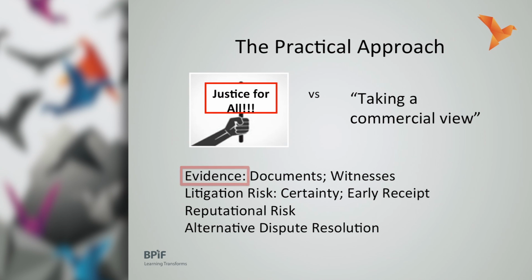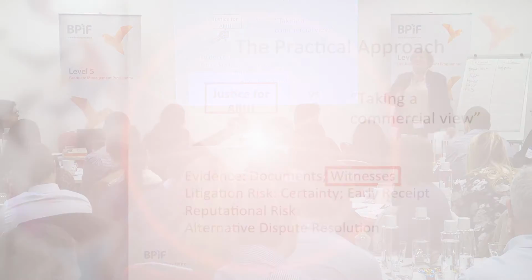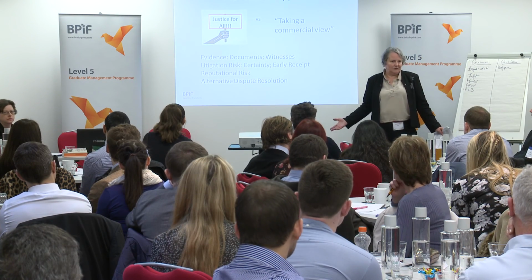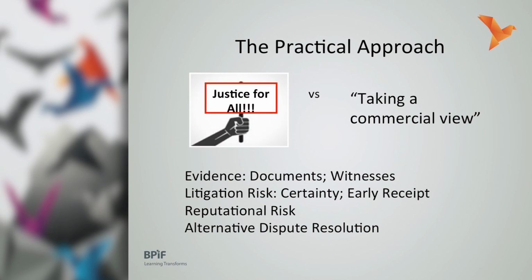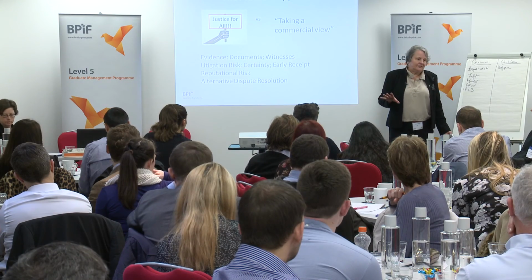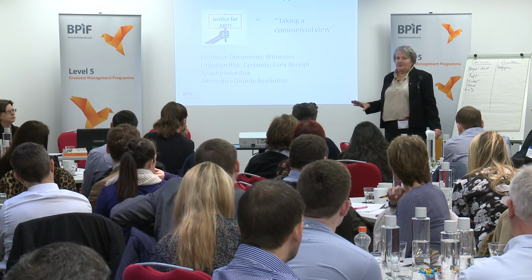Have you got the evidence? Are your witnesses going to come up to scratch? Even in the best case, you cannot be more than 85% certain that you will win. Set that against what we call certainty or early receipt. So if you're owed 60,000, but the guy's prepared to settle for 30,000, that gives you certainty. You know you're getting 30,000, and you're getting it now rather than in 6 months' time when the case is finished.